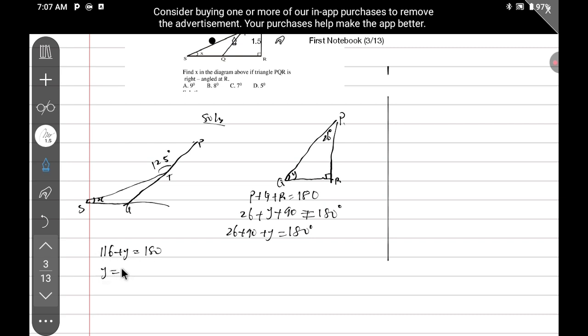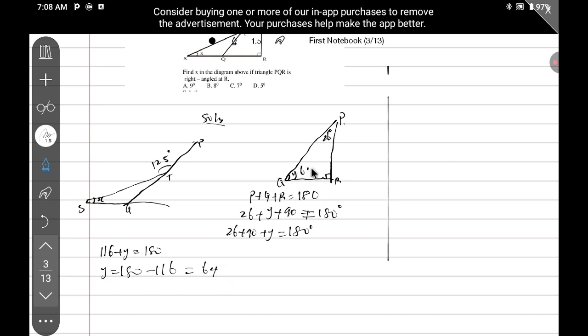Y is equal to 180 minus 116. When you take it to the other side, it turns to minus. Now let's subtract this from 180. So that will be 180 minus 116, that is 64. So the value of y is equal to 64, which is this angle here.